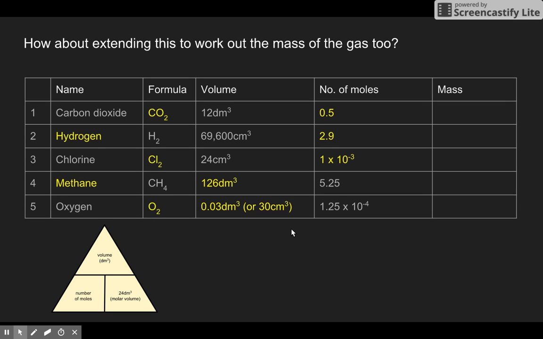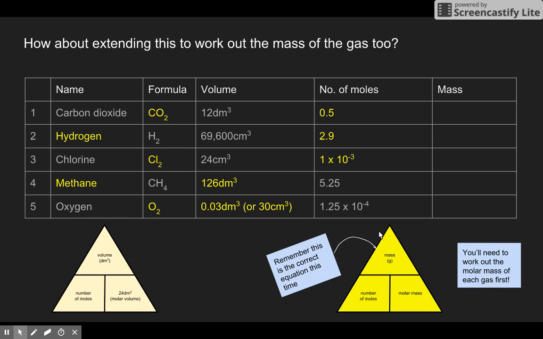Now we'll extend that and see if you can link it to some of your prior knowledge, which looks at this equation here, number of moles equals mass over molar mass. If we've got this number of moles, bearing in mind this formula, what's the mass? Okay, so again, press pause on the video, see if you can work those out, and you can check your answers in a moment. There are the answers. Hopefully I've got them correct, hopefully you've got them correct too.